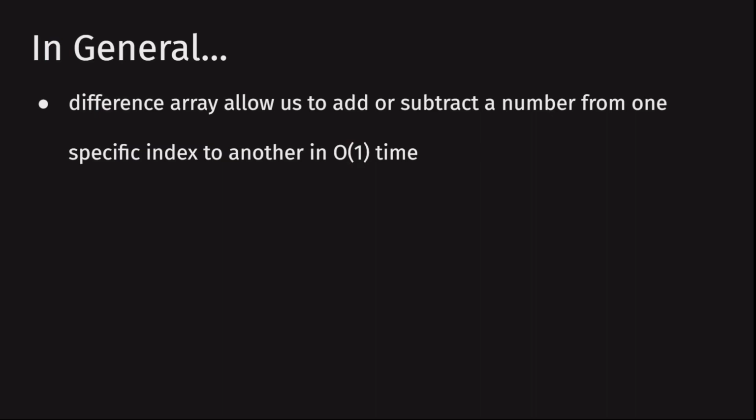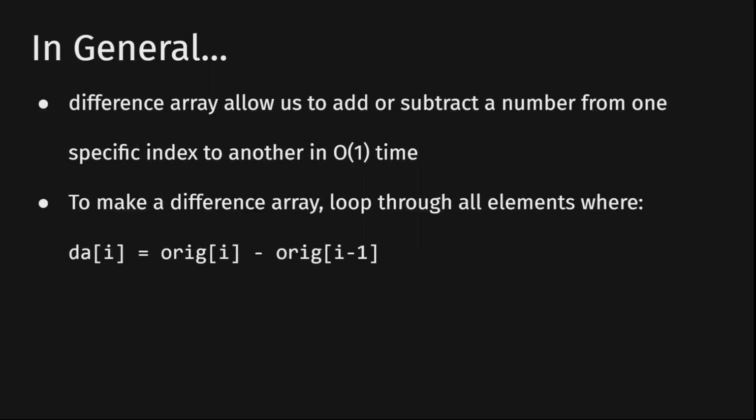So in general, the difference array is useful as it allows us to add or subtract a number from a specific index to another specific index in O(1) time, and then only require a single O(n) processing time at the end. To make a difference array, loop through all elements. Let the ith element of your difference array be the current element of the original array minus the previous element of the original array.